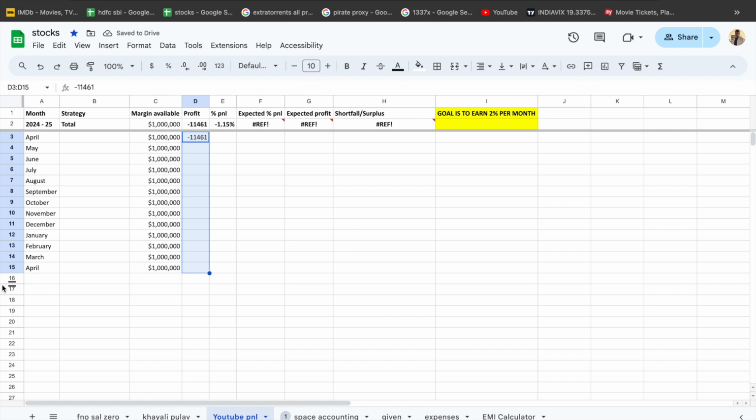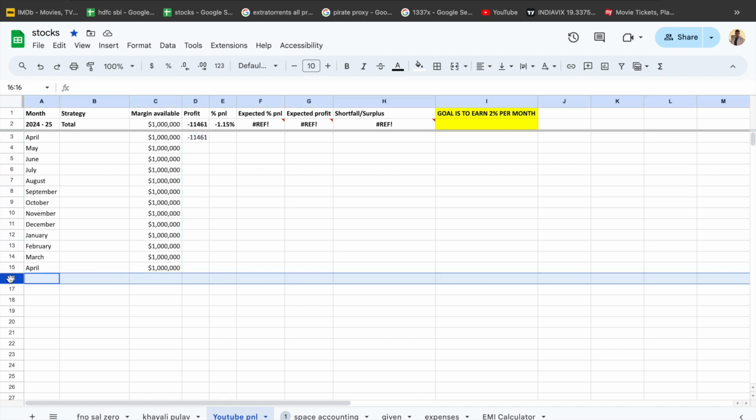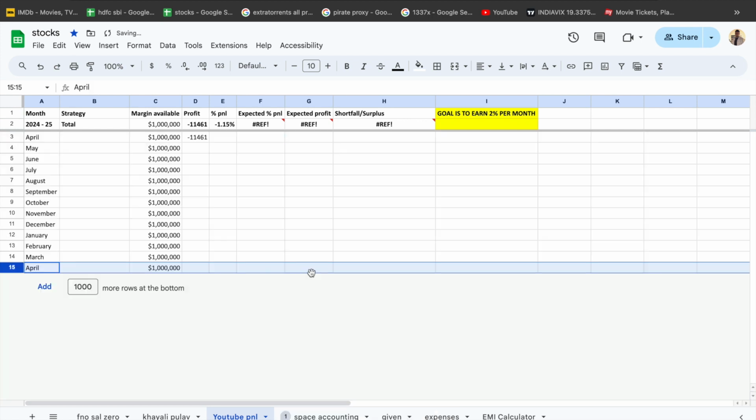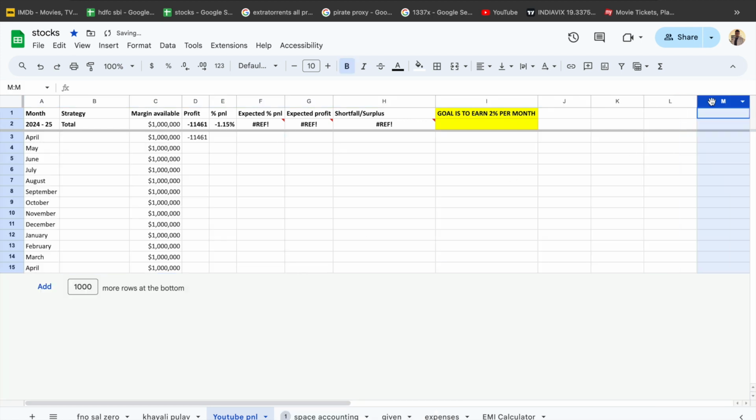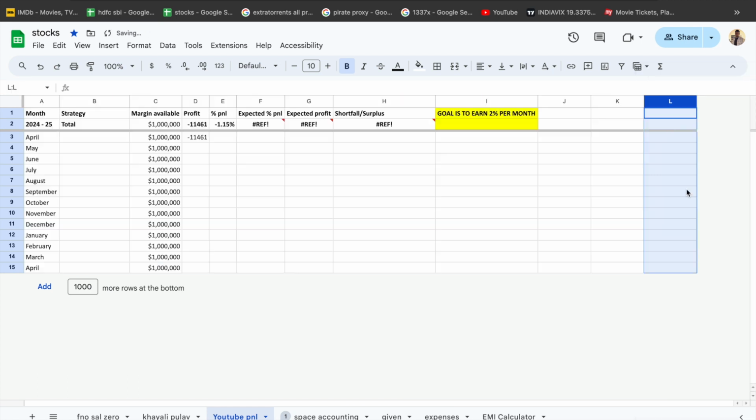So here we are setting this up, and below this we do not need anything, so we'll just delete it. And on the right side also, beyond M we don't need anything, so we'll just delete this. Okay, so our focus is mainly here.